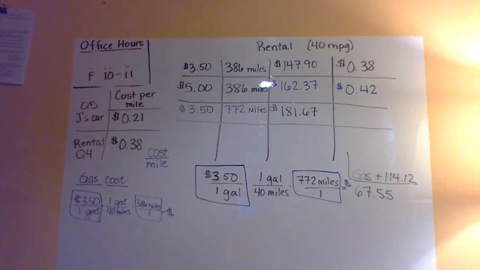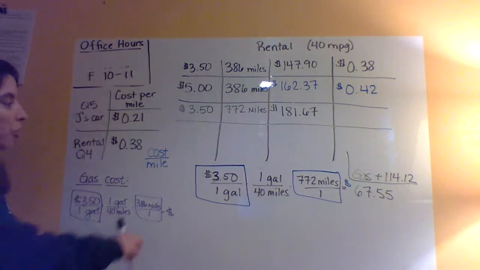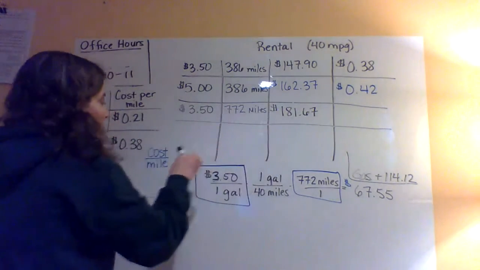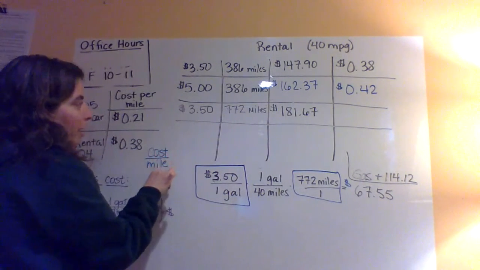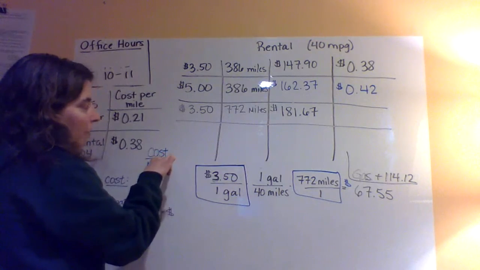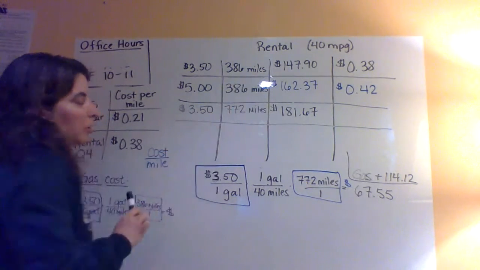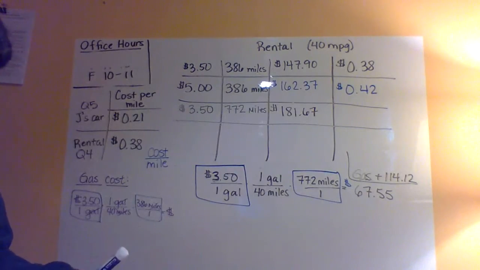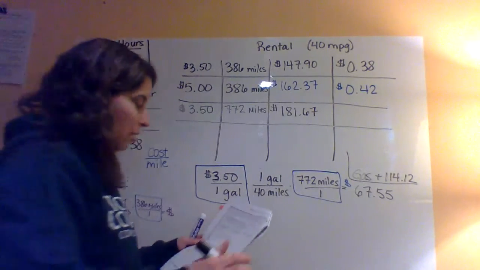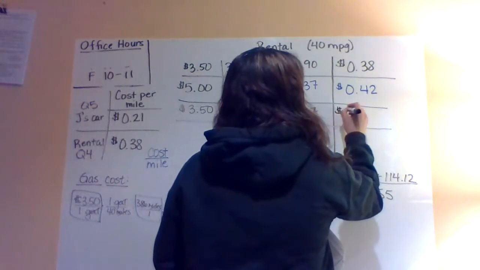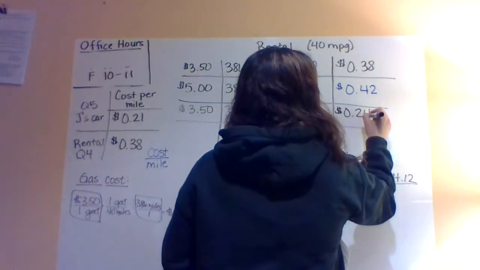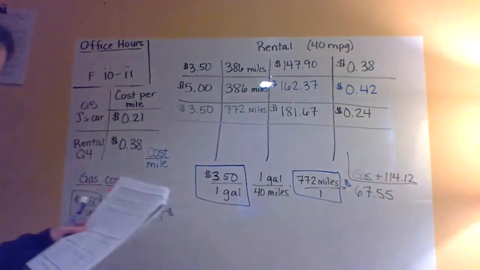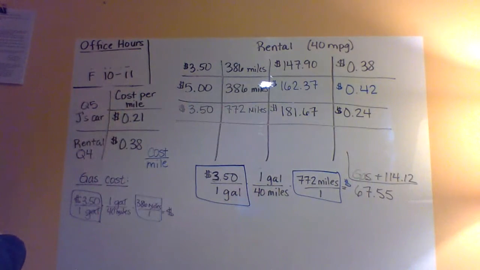Okay, so now we want to find cost per mile. So in this situation, we take the cost, we divide it by the number of miles. Don't forget now we're dividing by 772, not 386. So when we do that, we get 24 cents per mile.